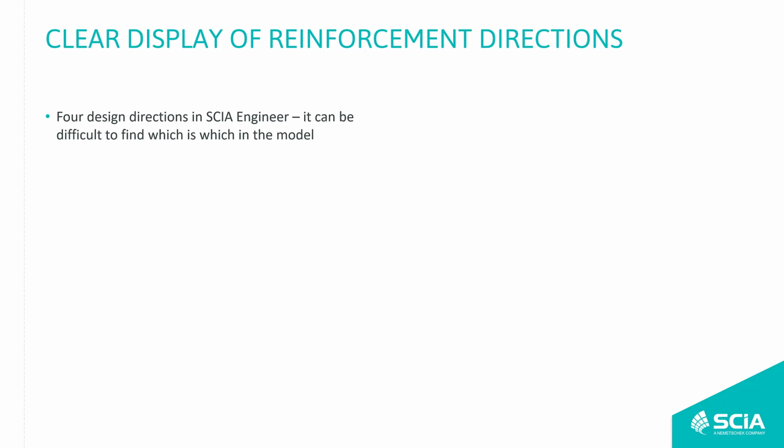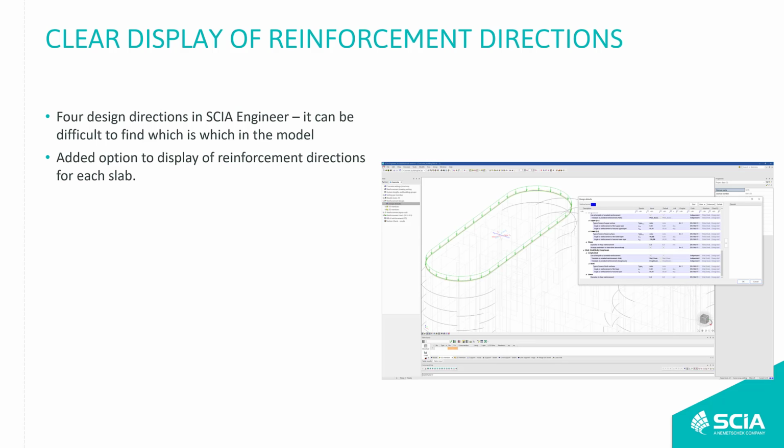Clear display of the reinforcement directions. You may notice that we have 4 directions for design of reinforcement in 2D slabs, and it can be difficult to find which is which in the model and how to represent the direction with respect to the coordinate system of a slab. So we decided to visualize these directions and help you to understand which direction is which on the lower surface and also on the upper surface of the slab.